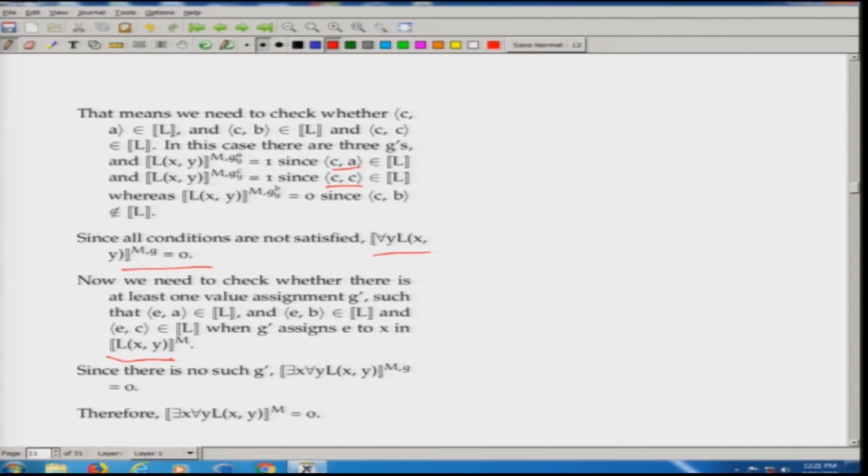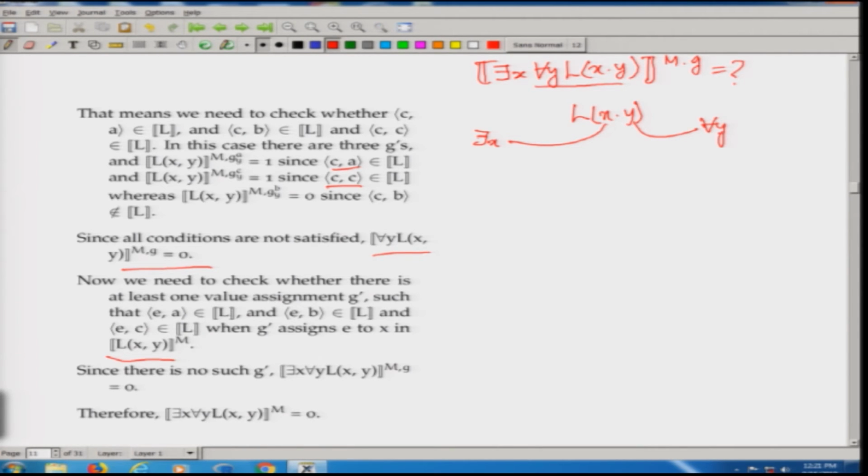What is our next step? Our next step is to find the value of sum x all y L x y with respect to M and g. We have done this much somehow, but now we have arrived at a stage where both the variables are varying, because this is derived from L x y, where x takes sum x and y takes all y. That is, x is bound by sum x and y is bound by all y. What does it mean?